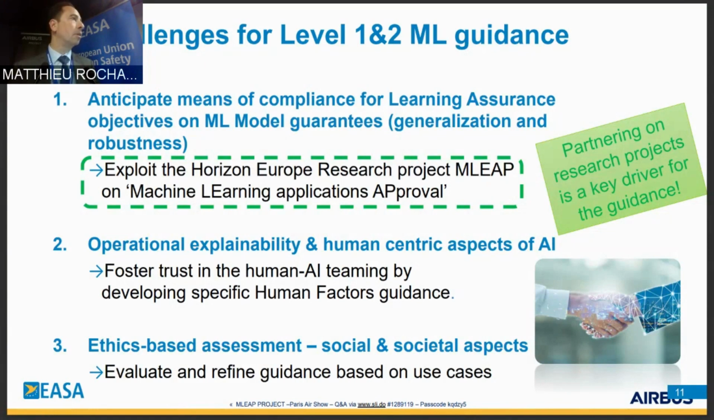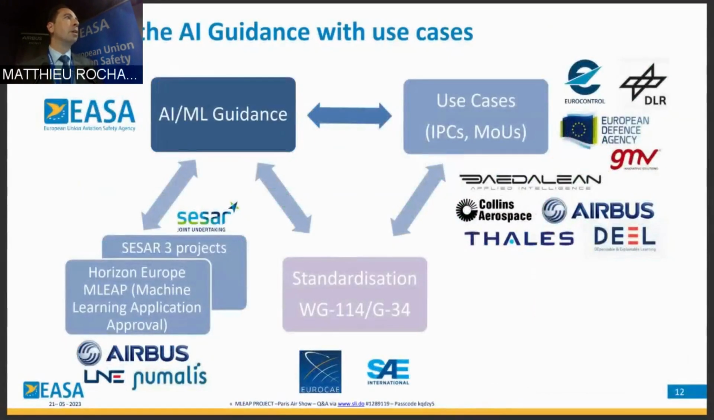require further assessment. Partnering on research projects is a key driver for the guidance. That's a big message. Really partnering in a larger scope with all stakeholders of the aviation community is very important for us. We cannot develop a guidance in isolation. We are doing it interacting with use cases, using them as test benches to feed back to the guidance whatever is unclear, missing, etc. We've done that for 3 years now. We have innovation partnership contracts. We had some with Daedalus. We had one recently with Collins Aerospace.